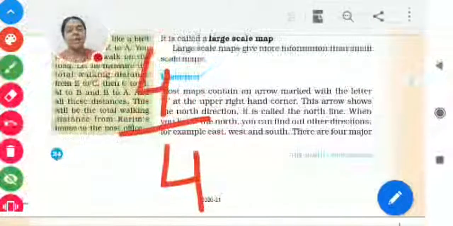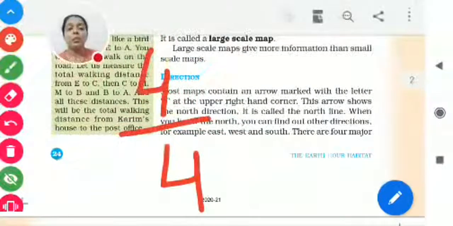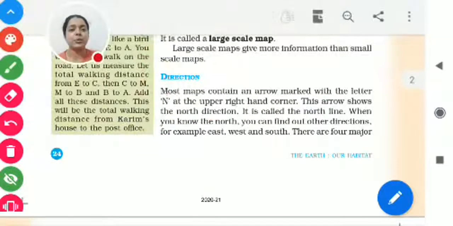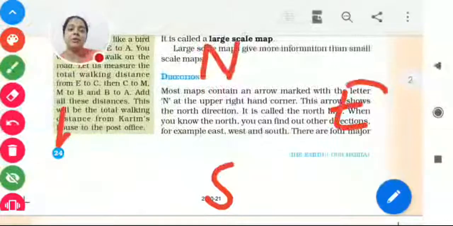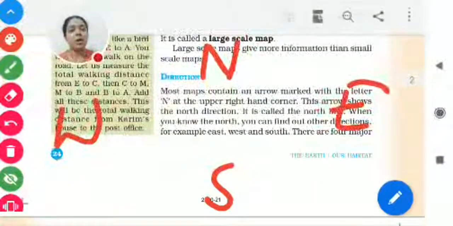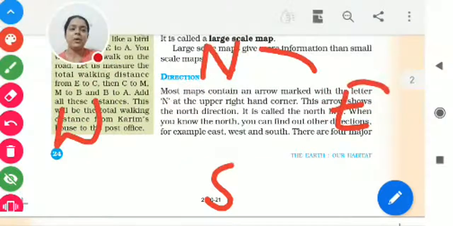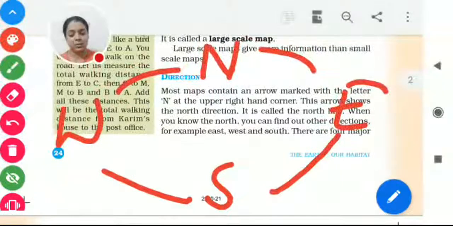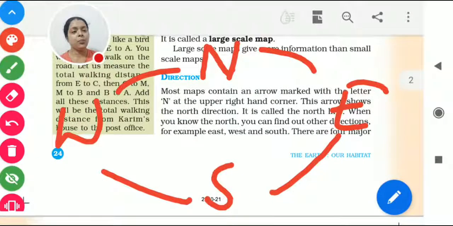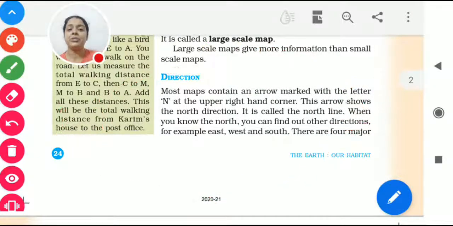One thing we have to keep in mind is that if you understand one direction, such as north, you can easily get to know the rest. Top is north, down is south, right side is east and left side is west. This is north, south, east and west, and in between come the northwest, southwest, northeast and southeast. Now we can come to the next point.